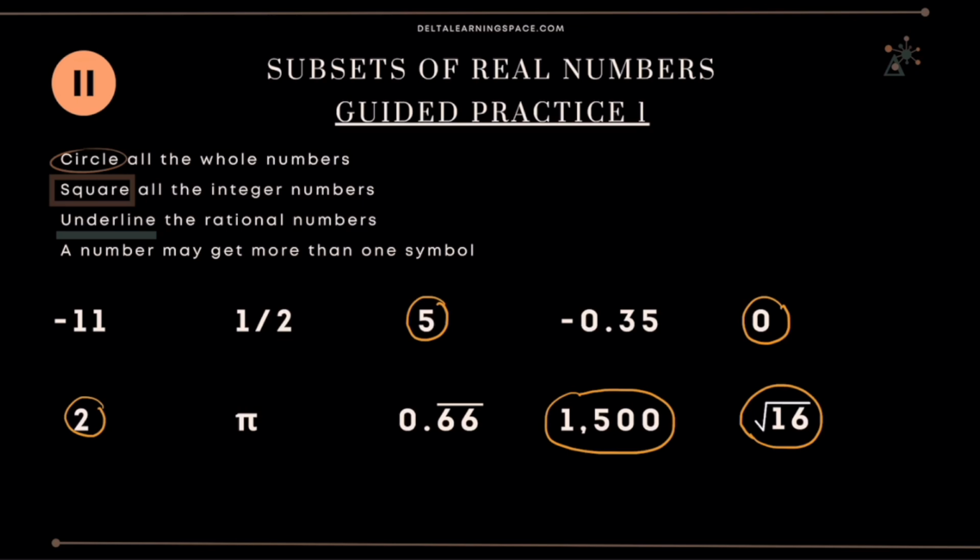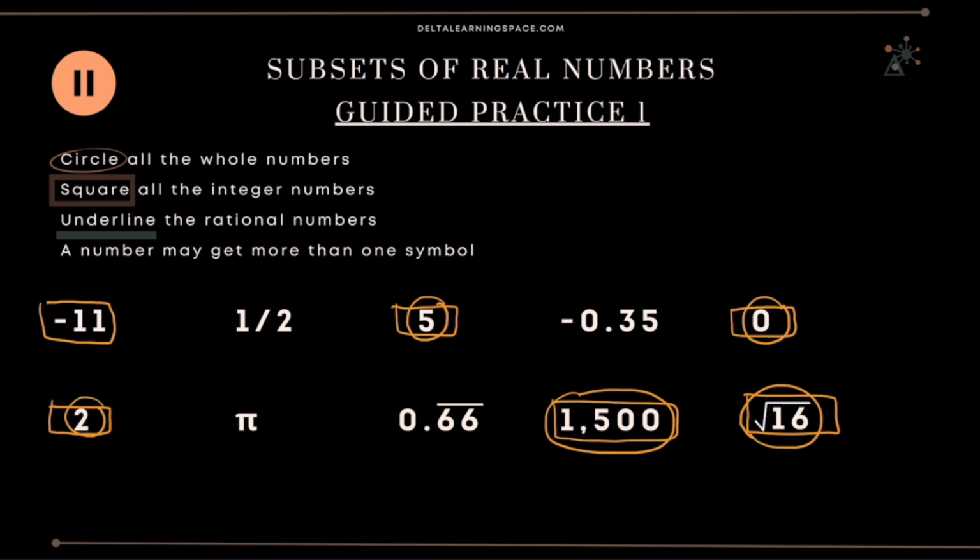Next, we will square all the integer numbers. Everything that has a circle should also have a square. Every whole number is also an integer. And our negative whole numbers are considered integers, so negative 11 will also get a square.